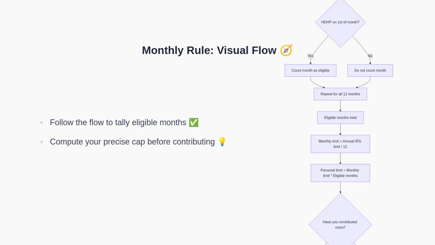Next, compute your monthly limit by dividing the annual IRS limit by 12. Multiply that by your total eligible months to find your personal cap. Finally, compare your planned or actual contributions to this cap. If you exceed it, remove or reclassify the excess before the tax filing deadline to avoid taxes and penalties. With the visual in mind, let's turn the steps into a simple checklist you can follow.